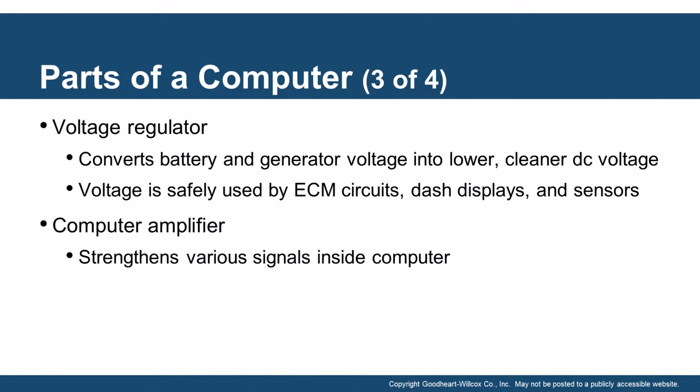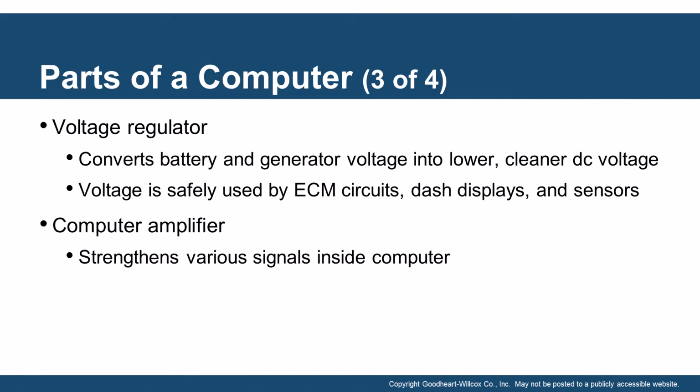The voltage regulator that's built into these systems converts battery and generator voltage into a lower, cleaner DC voltage. Usually this is termed rectification. The voltage is safely used by ECM circuits so that the dash displays and sensors aren't damaged by an over voltage or under voltage, which can affect what those outputs or inputs might look like.